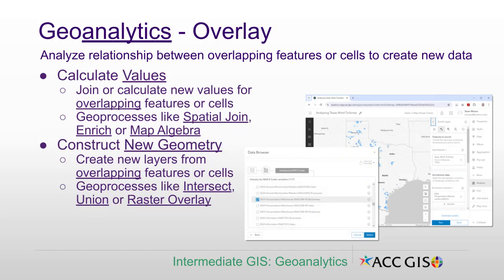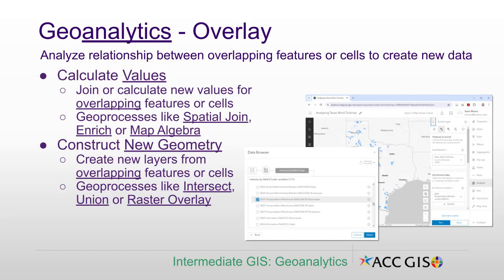Overlay geoanalytics analyze relationships between overlapping features or cells to create new data. And again, we can either calculate values or construct new geometry. If we're calculating values, we might join or calculate new values for overlapping features or cells using geoprocesses like spatial join, enrich, or map algebra. If we construct new geometry to create new layers from overlapping features or cells, we might use geoprocesses like intersect, union, or raster overlay.